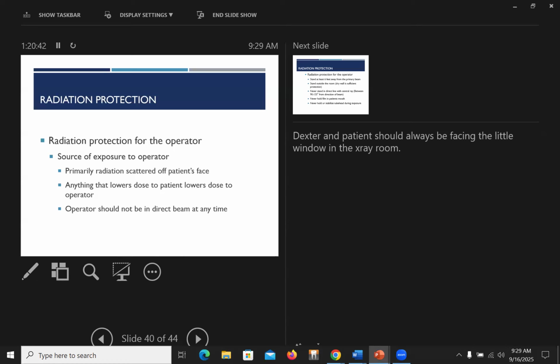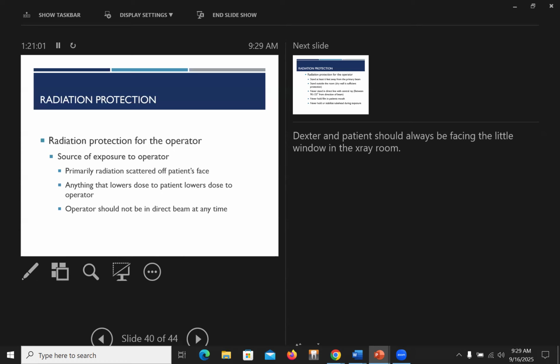So don't be the one to hold it and say, just go push the button, I'll hold it. Even though that can be tempting sometimes when you just want to get the picture. You're just like, oh, this patient, I just want to get the picture. Primary radiation does scatter off the patient's face. Anything that lowers the dose to the patient is going to lower it to you.